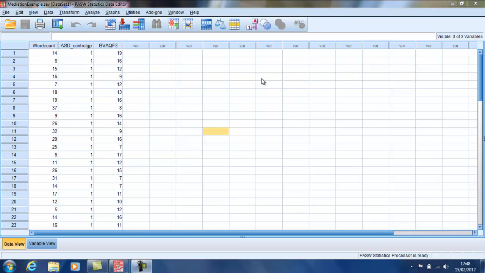Okay, this is an example of a mediation analysis in SPSS. The situation here is I have one dependent variable, which I'm calling word count. It's a measure of emotional responsiveness to music. This variable here represents an autism, high-functioning autism group, together with a control group. The autism group's coded by 1 and the control group by 0.